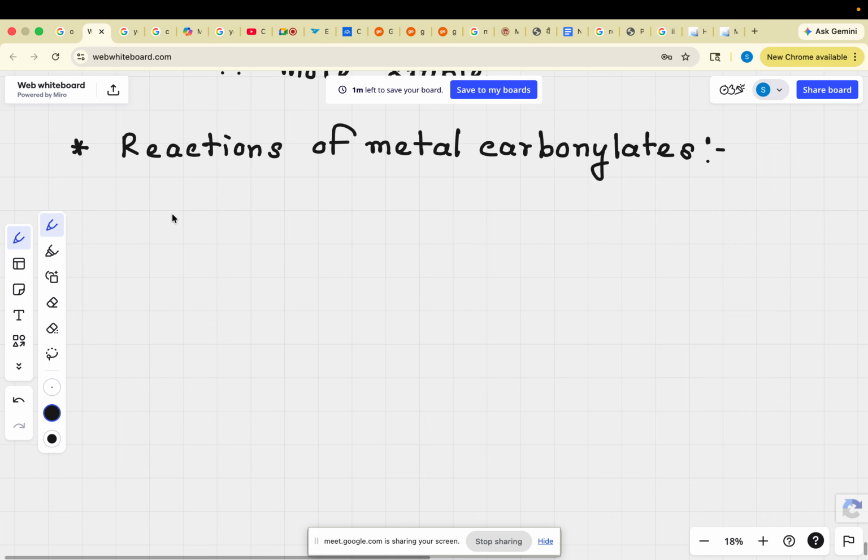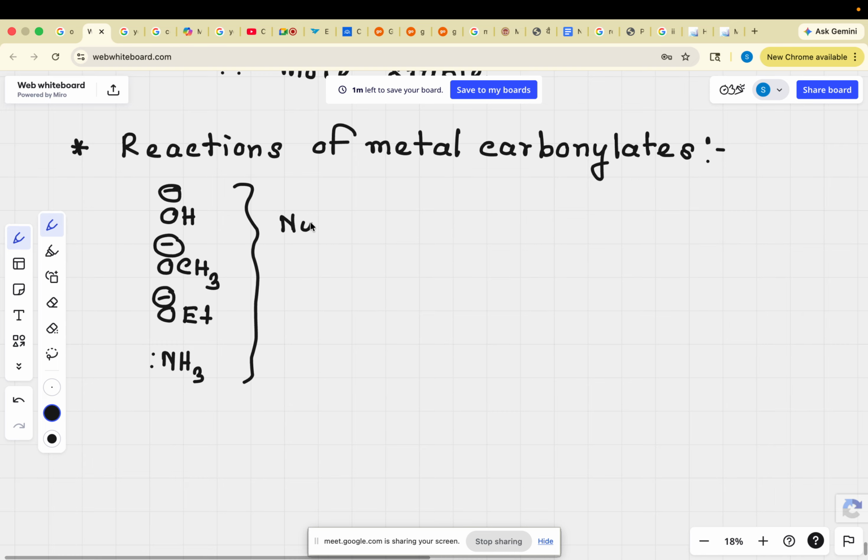Okay. So suppose you have OH minus, OCH3 minus, and OEt minus, and if you have ammonia. These are oxygen-containing species, so they are acting as nucleophile. They can act as nucleophile as well as base.